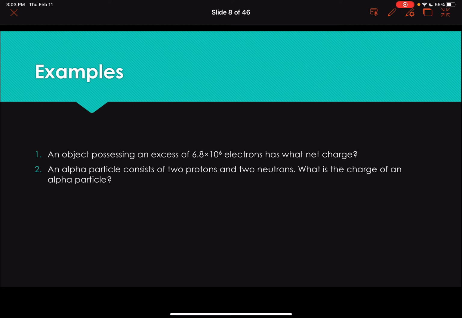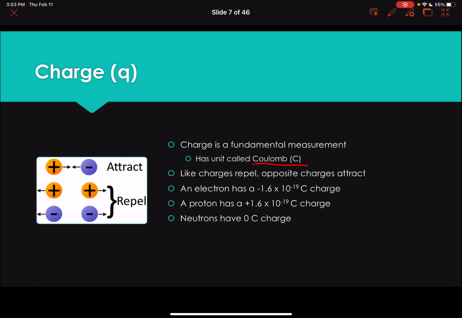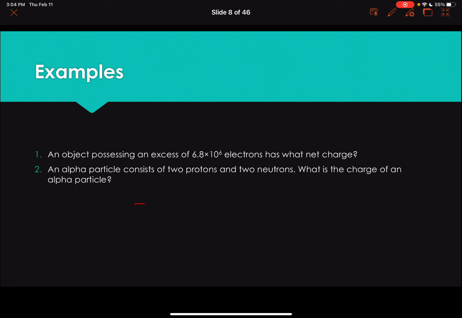An object possessing an excess of 6.8 times 10 to the 6 electrons has what net charge? Well, if we go back, we know that an electron has 1.6 times 10 to the negative 19 coulombs charge, my bad. So we can take that charge and multiply it by the excess electrons we have, and then we can figure out what our net charge is. And so we do 6.8 times 10 to the 6 times 1.6 times 10 to the negative 19.